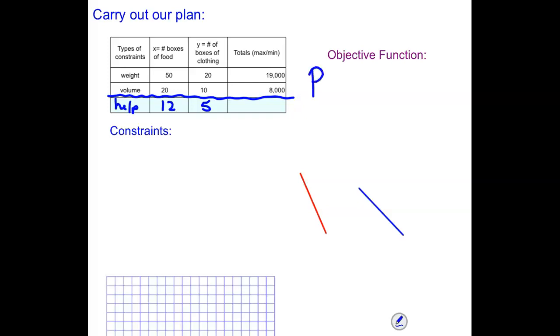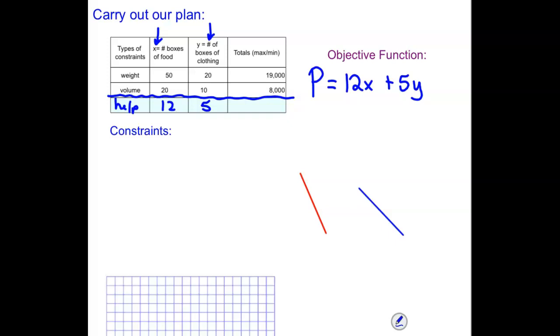So if we think of the number of people we can help, for every box of food that we send, we can help 12 people. And for every box of clothing we send, we can help 5 people. So that information we're going to kind of hold off on. We need to figure out what values for X and Y, for number of boxes of food and number of boxes of clothing, we can actually take on the plane. So let's go back and look at some of these constraints.